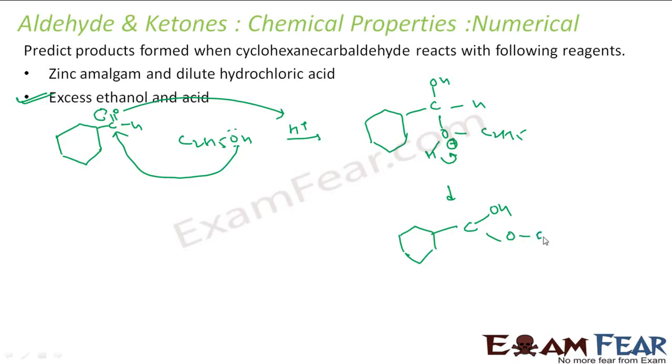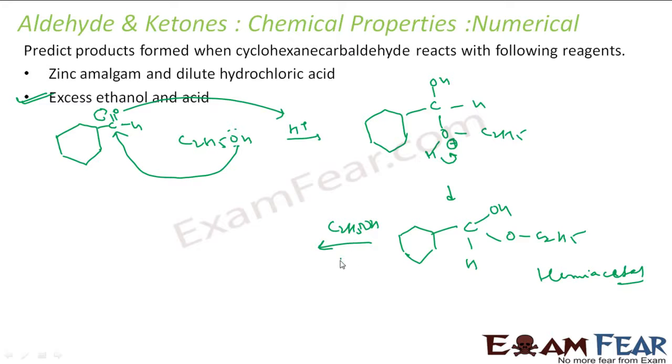COH, O, C2H5, and this is H. This is called hemiacetal. But now it is told that it is excess of C2H5OH, right? So you're going to use more C2H5OH. So in this case, again, a similar reaction will happen and this will go off.